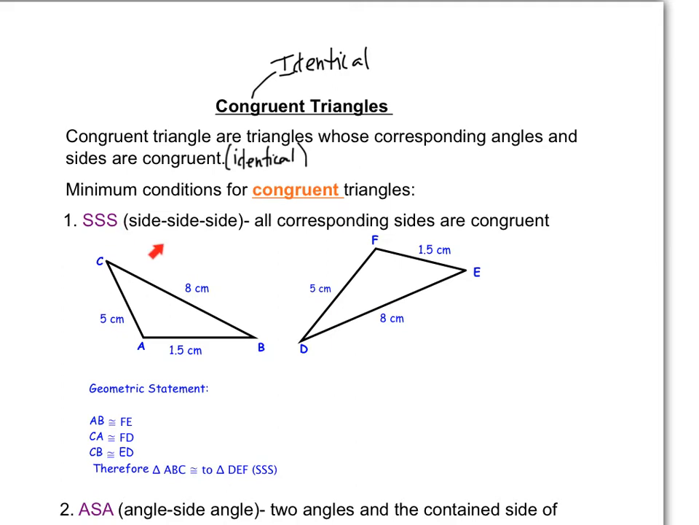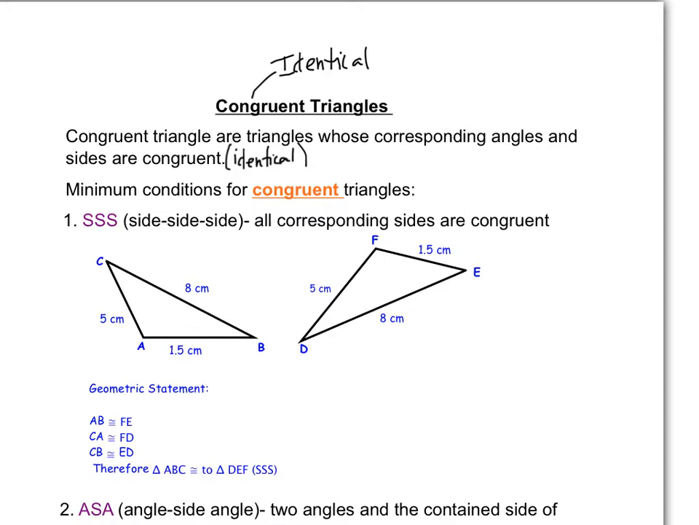So in side, side, side, we're looking at the three sides of the triangle. So in these conditions, we need to have all the corresponding sides of the triangles congruent. In other words, we need the side of one triangle to be congruent to the side of the other triangle. And we need the same for all three sides. So we'll look at this example here.